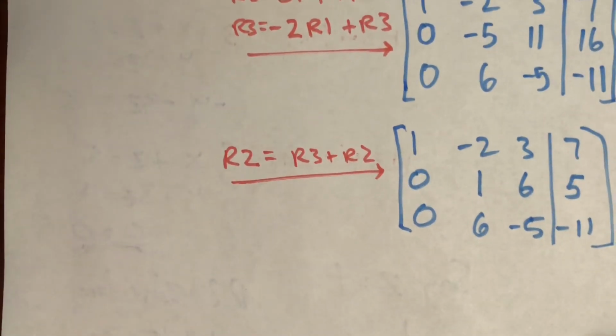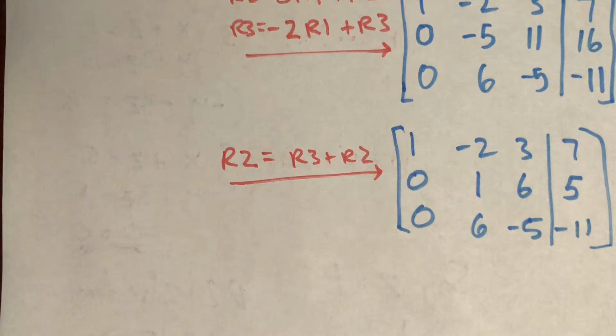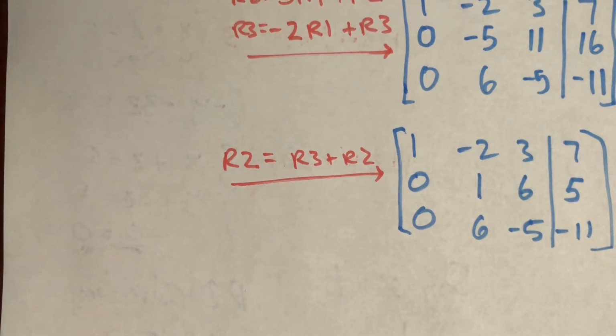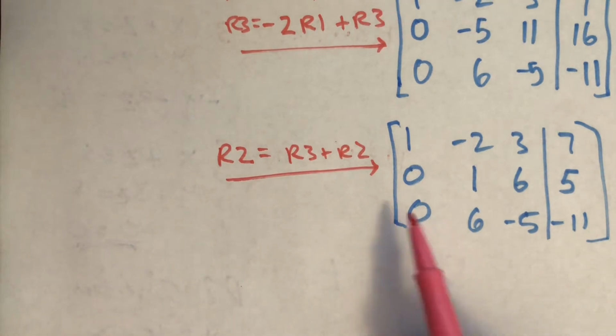So I can take, because there's a 0 in this position, any multiple of this row is going to have a 0 in that position automatically, right? Because it's already a 0. 0 times any number is always 0. So anyway, we can do the next step.